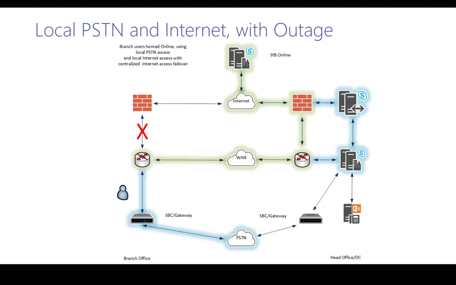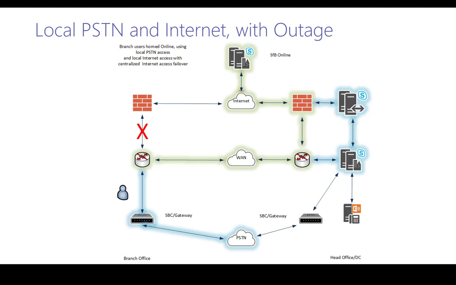Finally, if you have local PSTN and local internet and you have an outage of that local internet, you can divert that access traffic over to head office, out to the cloud, and the cloud can reach back and access gateways at the branch office or at the head office.